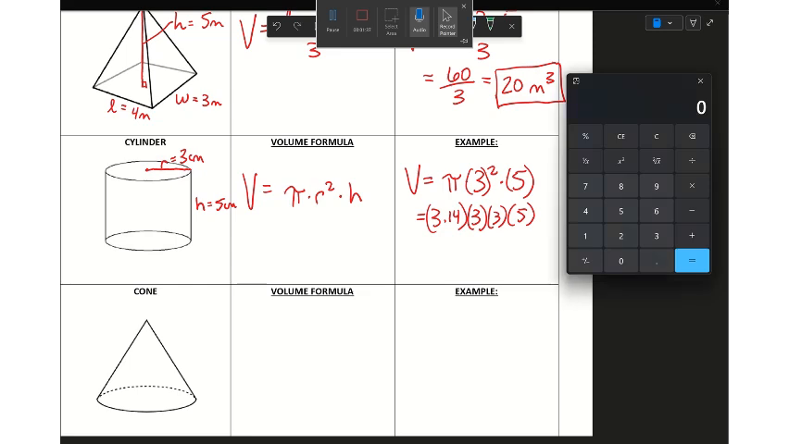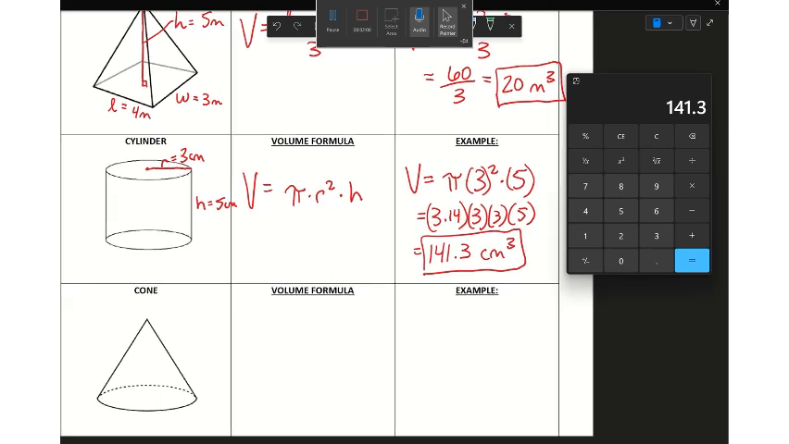So now in my calculator, I'm going to multiply this all out. 3.14 times 3 times 3 times 5 gives me a grand total of 141.3. Now don't forget the units. In this case, I'm dealing with centimeters, and those centimeters are cubed because I'm dealing with three-dimensional space. Now I'm done with my problem, and now I'm done with finding the volume of a cylinder.